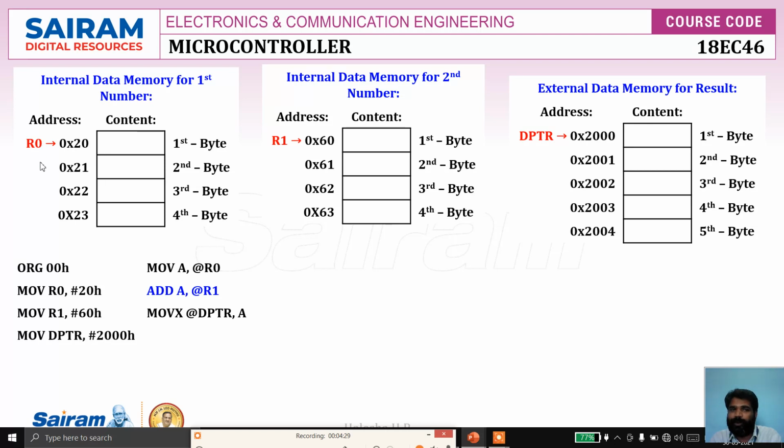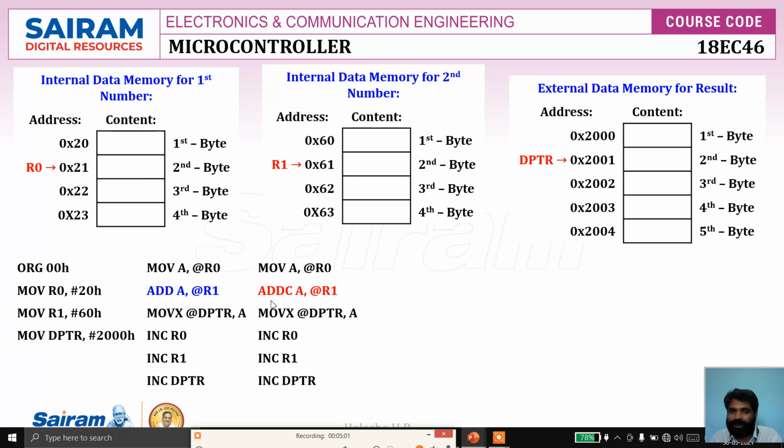After that we should move to the second byte. R0 should point to the location 21, so increment R0. R1 should point to 61, so increment R1. And DPTR should point to 2001, so increment DPTR. Now after executing these three instructions, R0 points to the second byte of the first number, R1 points to the second byte of the second number, and DPTR points to the next location of the result. Now we do the operation on the second byte. That means get the second byte using the instruction MOV A, @R0, then ADD with C.